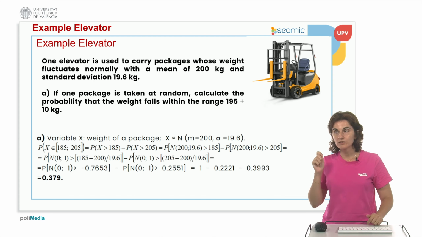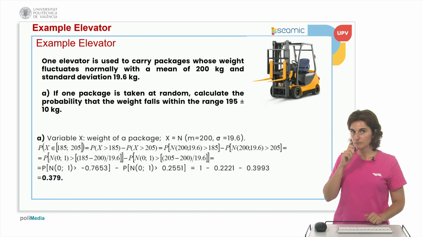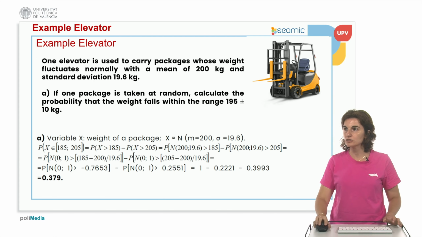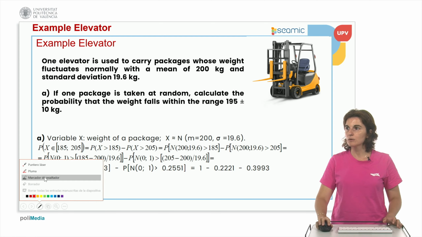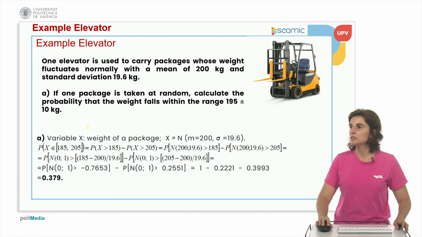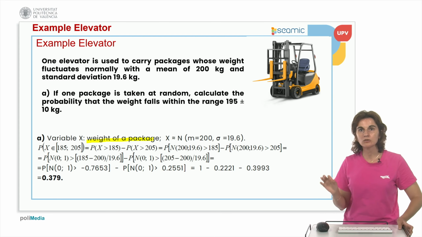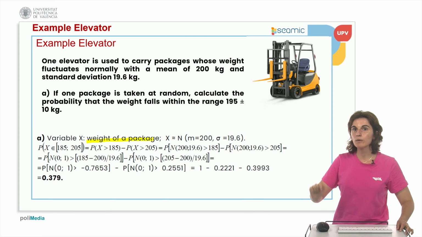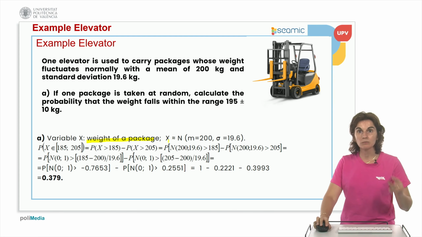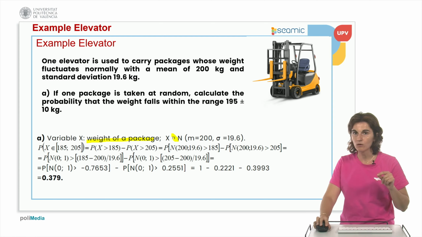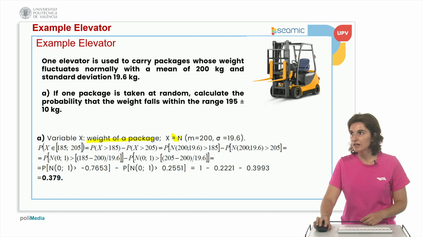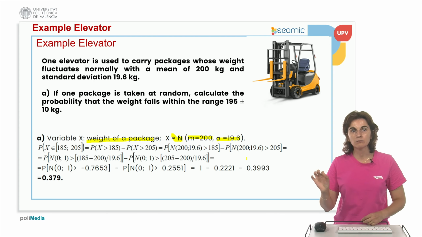So, as usual, first of all, remember to define your variable. For us, it's going to be variable x, as you see here, first line of the solution. And in the writing, remember to make a good writing. It's going to be weight of a package. If possible, try to define the units, which would be here kilograms. And later, we will define the distribution of the variable. So remember that we use this symbol. It could be only one symbol like this to refer that this variable x behaves as a normal distribution with mean 200 and standard deviation 19.6.